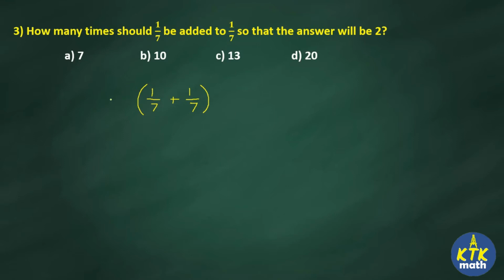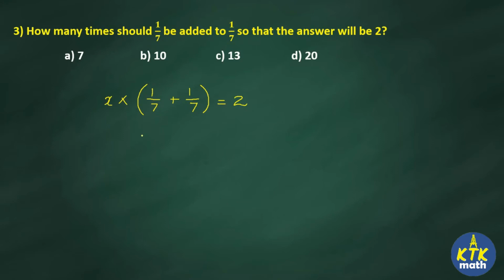Multiply operation. So if I'm going to take it as x, so x into... because x represents how many times I'm going to add 1 by 7 plus 1 by 7 to get 2. Okay, the given question I'm writing as an equation like this. How many times I need to add 1 by 7 with 1 by 7 to get the answer 2.